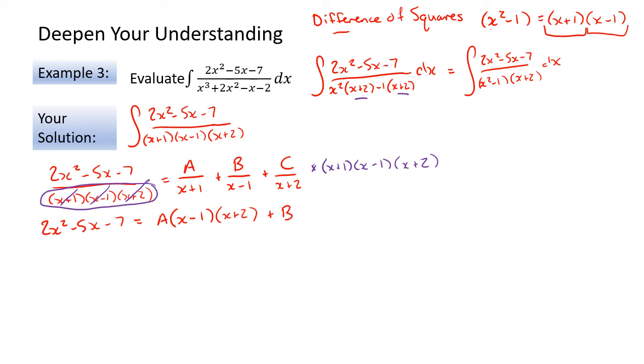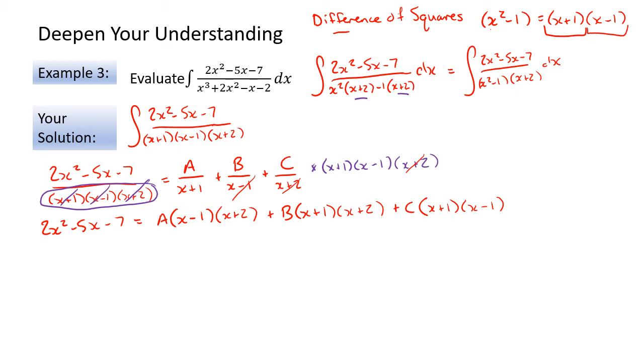plus b, and you'll see that the x minus 1s are the only ones that cancel. So we're left with x plus 1 and x plus 2. And for c, you can see that only the x plus 2 term will cancel. So we're left with x plus 1 and x minus 1. So I'm going to leave it factored like that, and you'll see why in a second.